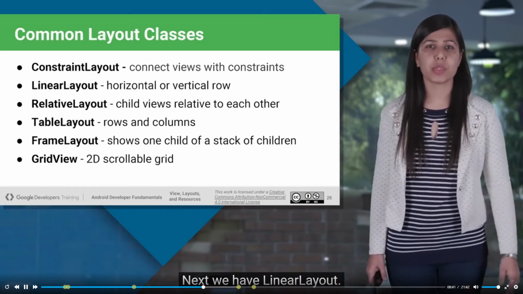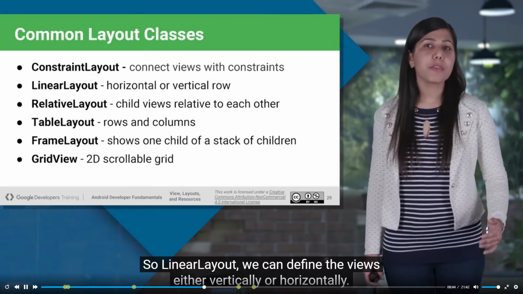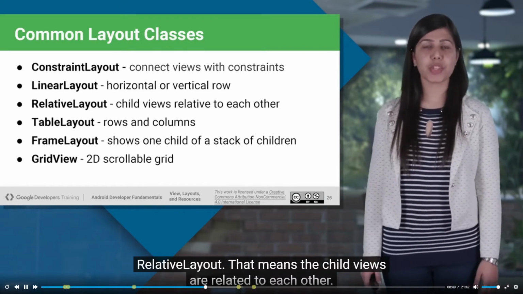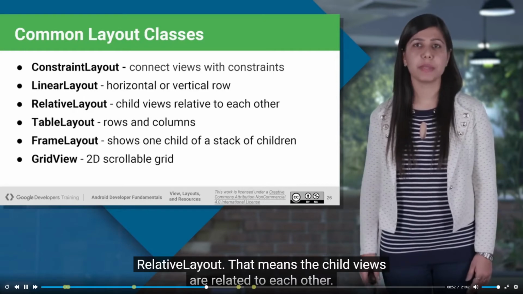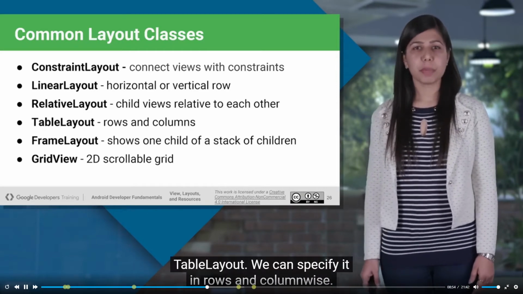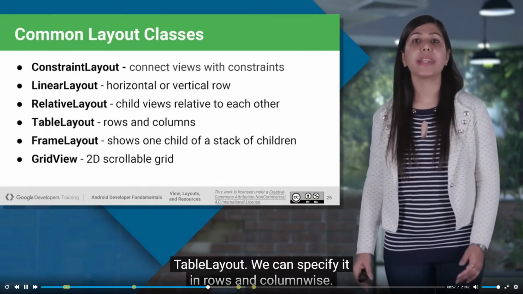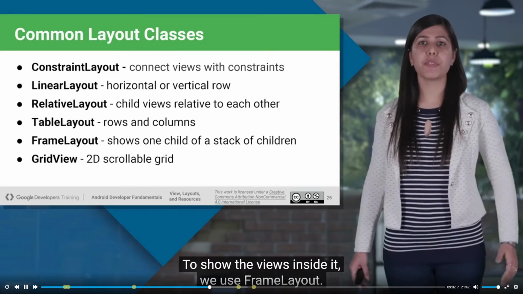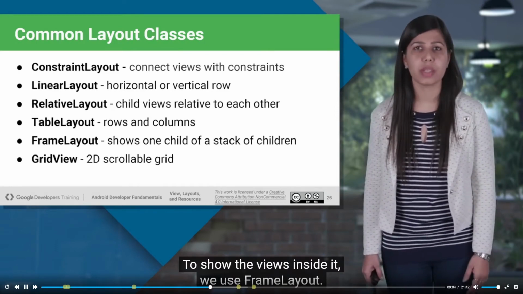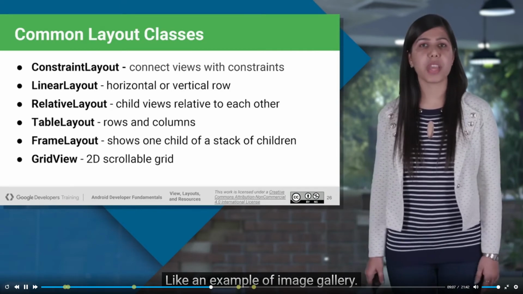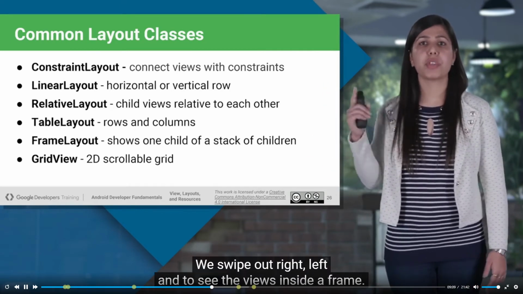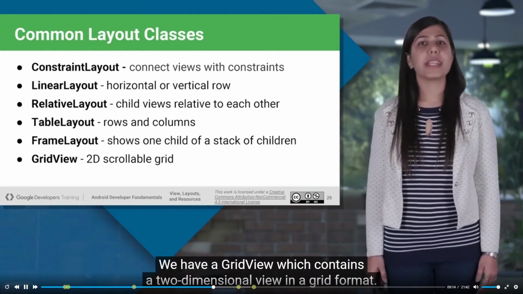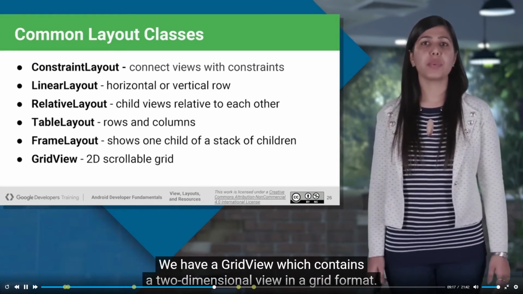Next, we have linear layout. In linear layout, we can define the views either vertically or horizontally. Relative layout means the child views are relative to each other. We can place them relatively. Table layout, we can specify in rows and columns. Next, we have the frame layout. To show the views inside it, we use frame layout, like an example of an image gallery. We swipe right and left to see the views inside a frame. We have a grid view, which contains 2-dimensional views in a grid format.